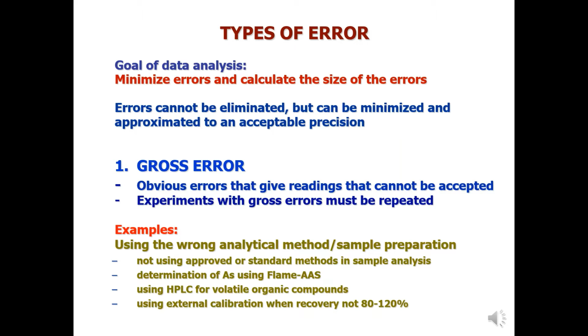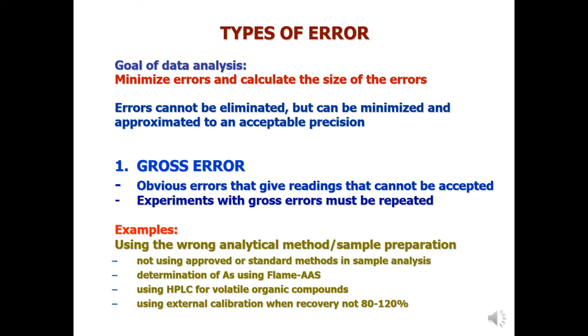Okay, if you are not using the approved method, since you lack an instrument in your lab, you don't have the big budget to buy a good instrument, so you use, for example, UV to detect metals at the part per billion level, certainly you cannot detect the small concentration of your analyte, and you will put that as undetected, and it's already accepted. But that's not the purpose of using UV, because the purpose is to detect at the part per million level. So you are using the wrong instrument, so it's a gross error.